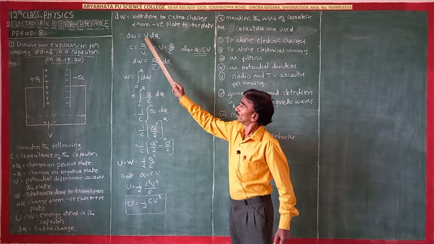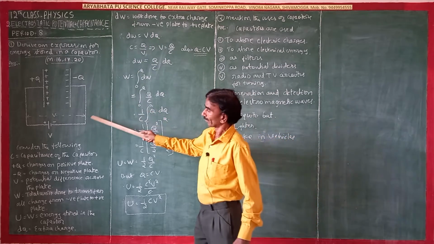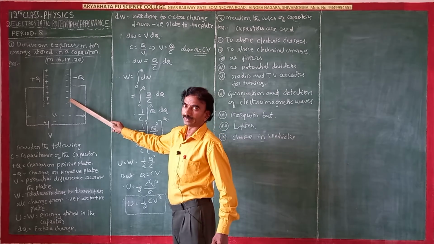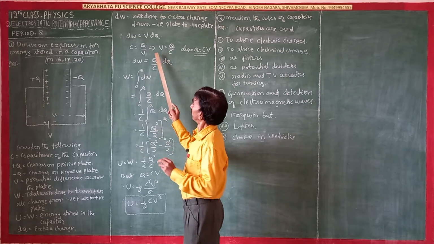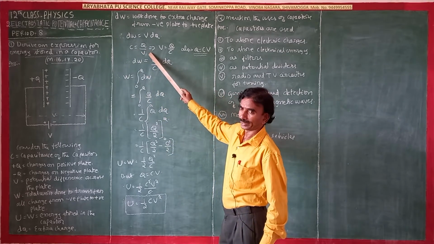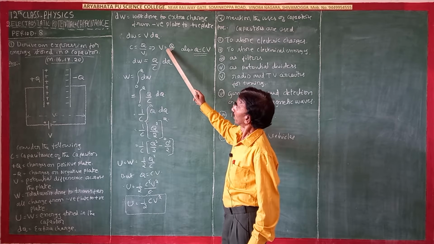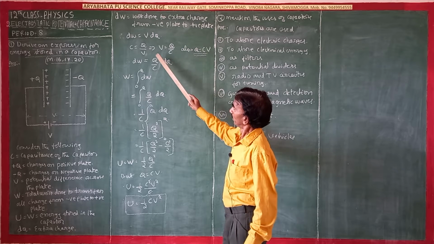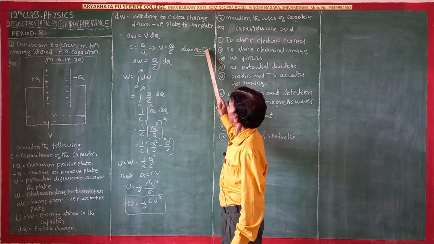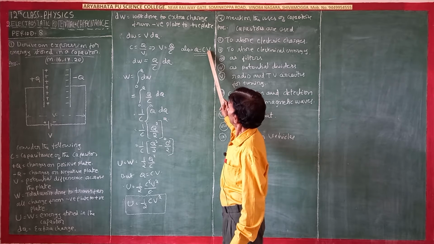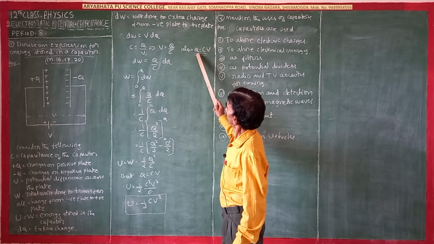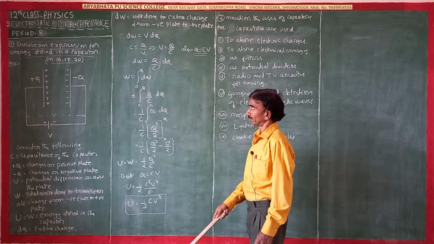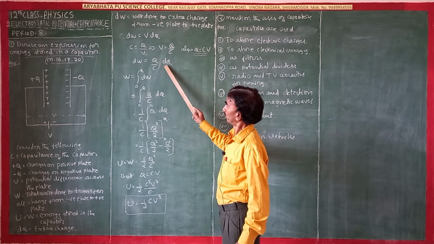So dW is equal to V into dq. We know this formula: the small work done is equal to potential into dq, that is the small charge. Now we know C is equal to Q by V, which means by cross multiplication, Q is equal to CV. Again we want V, so transfer this C to the other side, and it comes in the denominator: V is equal to Q by C. So dW is equal to Q by C into dq.